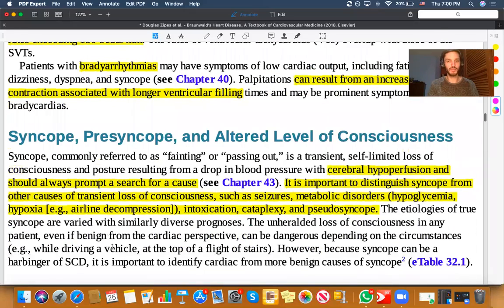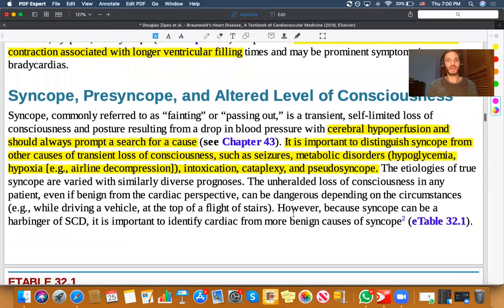Now, what about syncope, pre-syncope, and altered level of consciousness? Syncope is any alteration in cerebral perfusion which leads to a loss of consciousness that is abrupt in onset and usually reversible. That would basically be the definition of syncope.